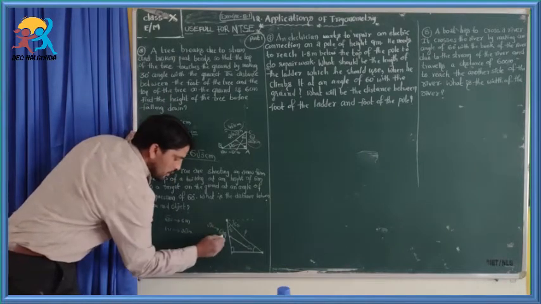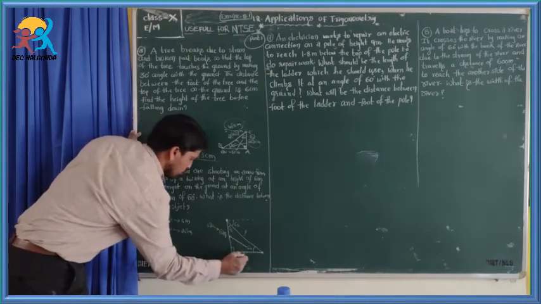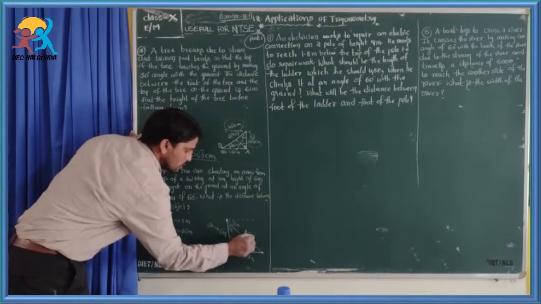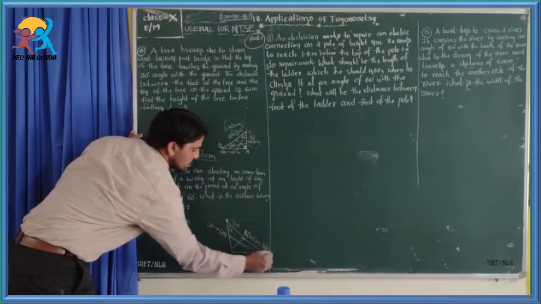So root 3 units value is 6 meter. Then 1 unit is 2 root 3 meter. Then opposite to 90 degree is 2 units. 2 units is 2 into 2 root 3 meter, which is 4 root 3 meter. This is the answer simply.